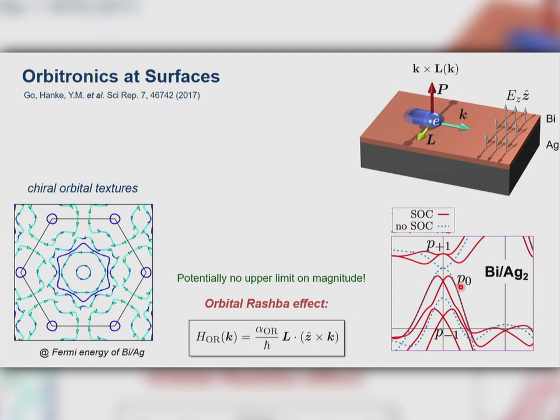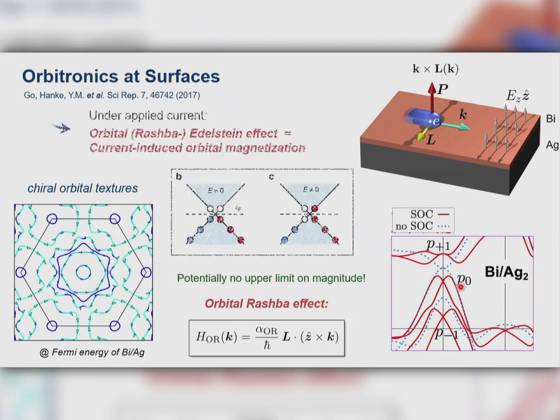But if you have these chiral orbital textures, of course, the most natural thing to do is to apply a current to change the occupation of your left and right movers, and therefore promote what we call an orbital Rashba-Edelstein effect or orbital Edelstein effect, or as we like to refer to it, the current-induced orbital magnetization.